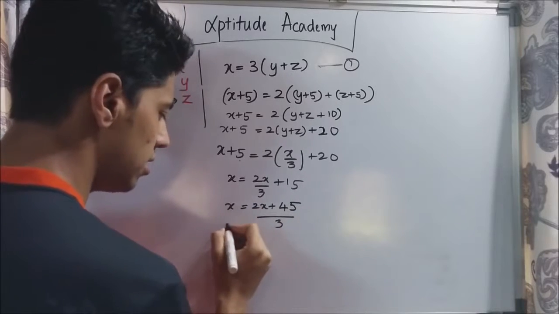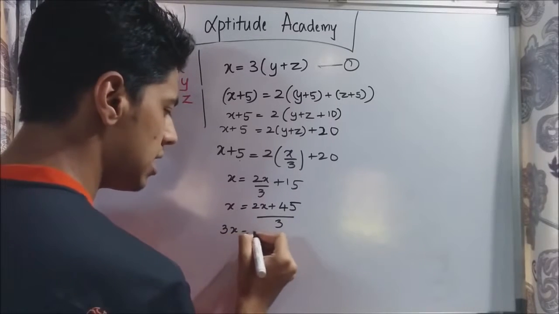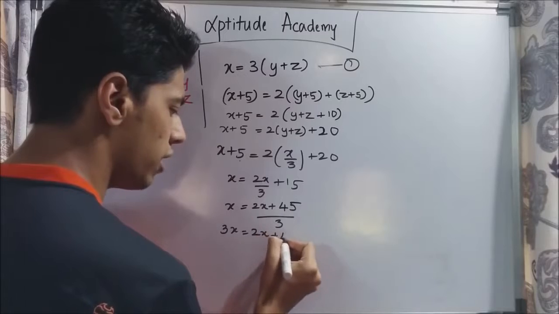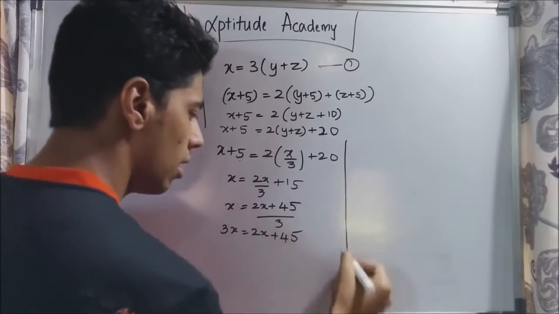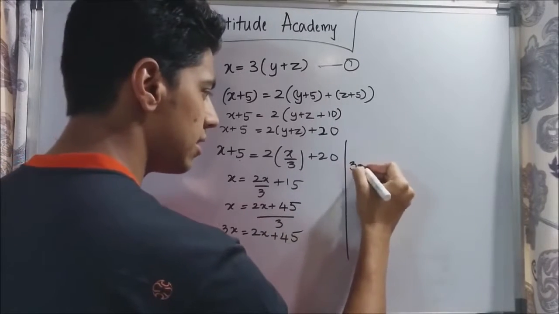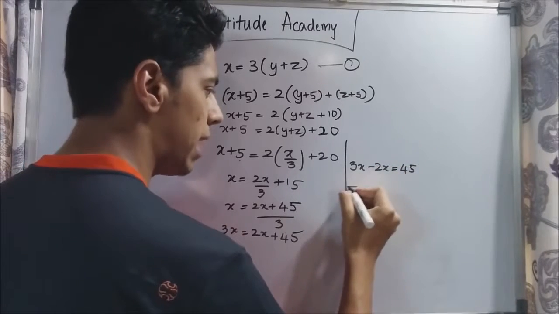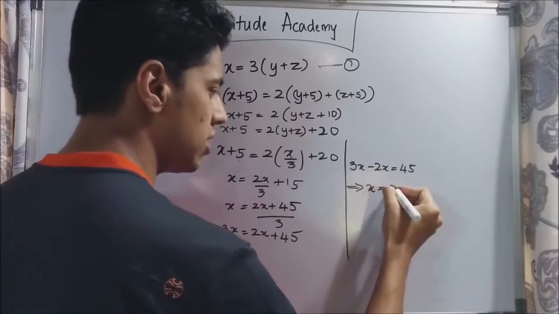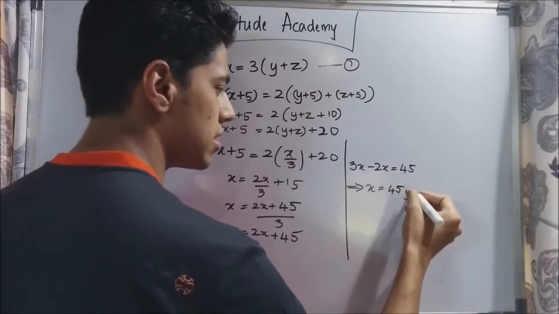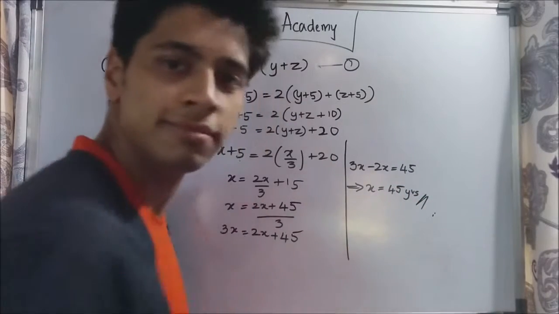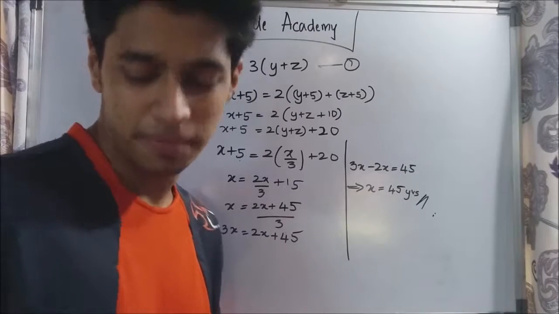Now multiply this 3 here. So you will have 3x is equal to 2x plus 45. Right? Now 3x minus 2x is equal to 45. Implies x, that is the father's age, will be 45 years. Easy? Let's go on to the second problem.